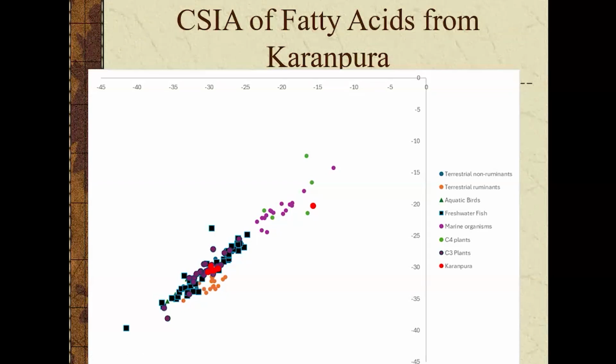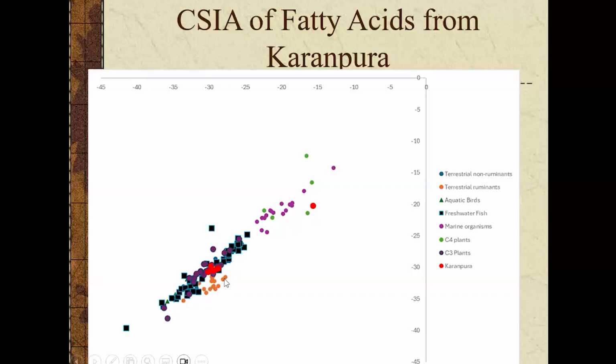So I'd like now to talk specifically about some data from the site of Karampura that I've worked on with Ahana Ghosh. So we see here, very similarly to our basic graph, it's a little bit differently plotted, but we can see the very bright red dots here are the different residues from Karampura. And here we have the compound-specific data, the C16 and the C18. And we can see some very interesting patterns.